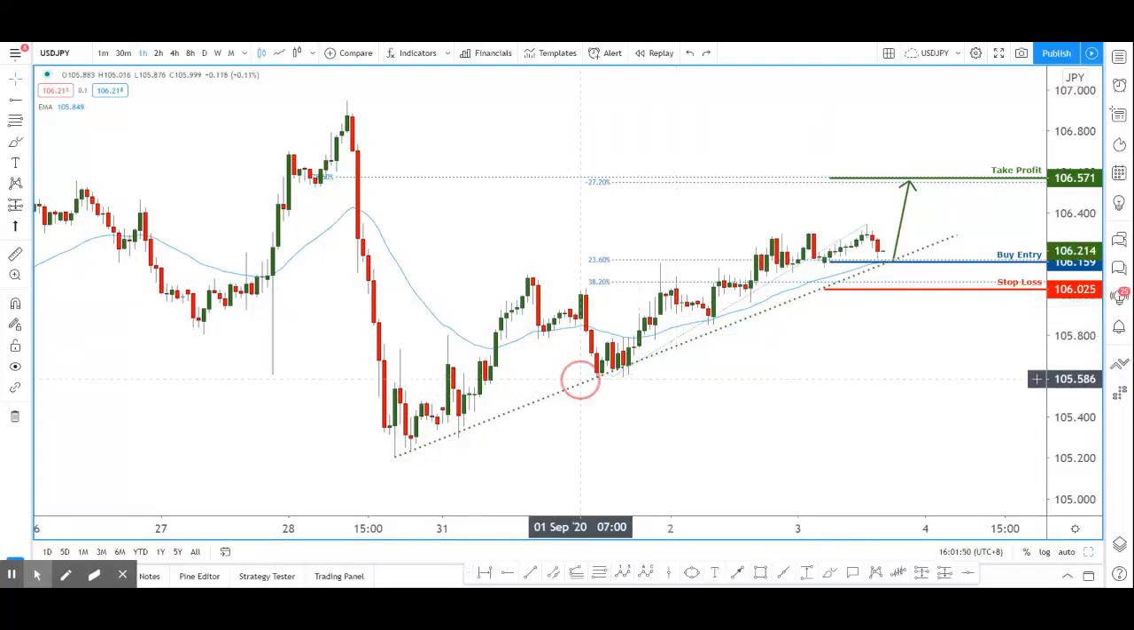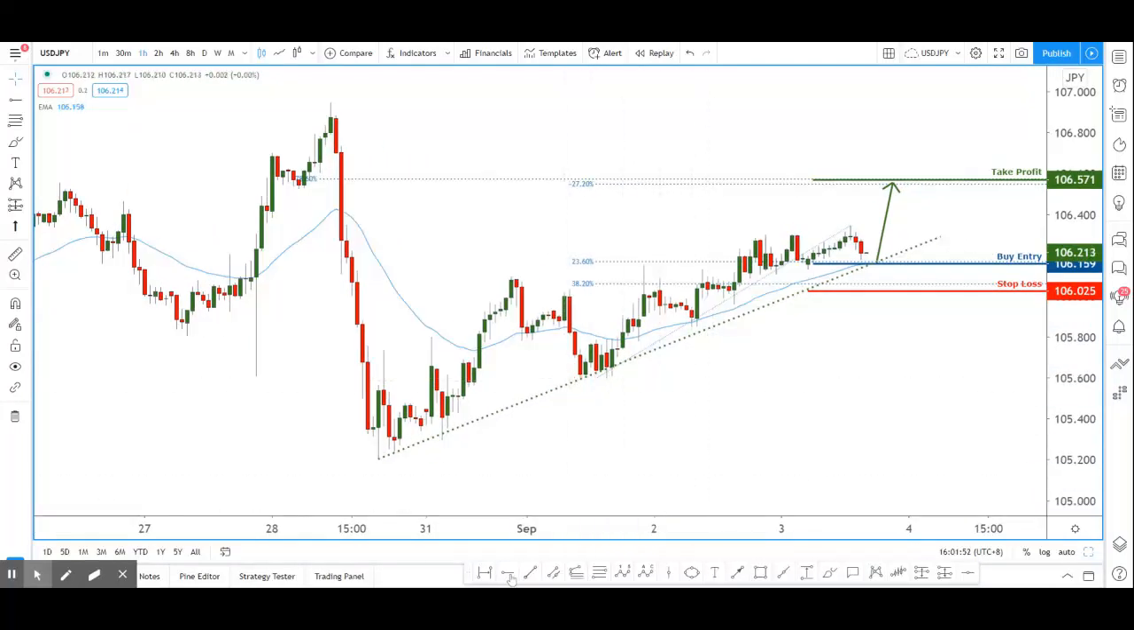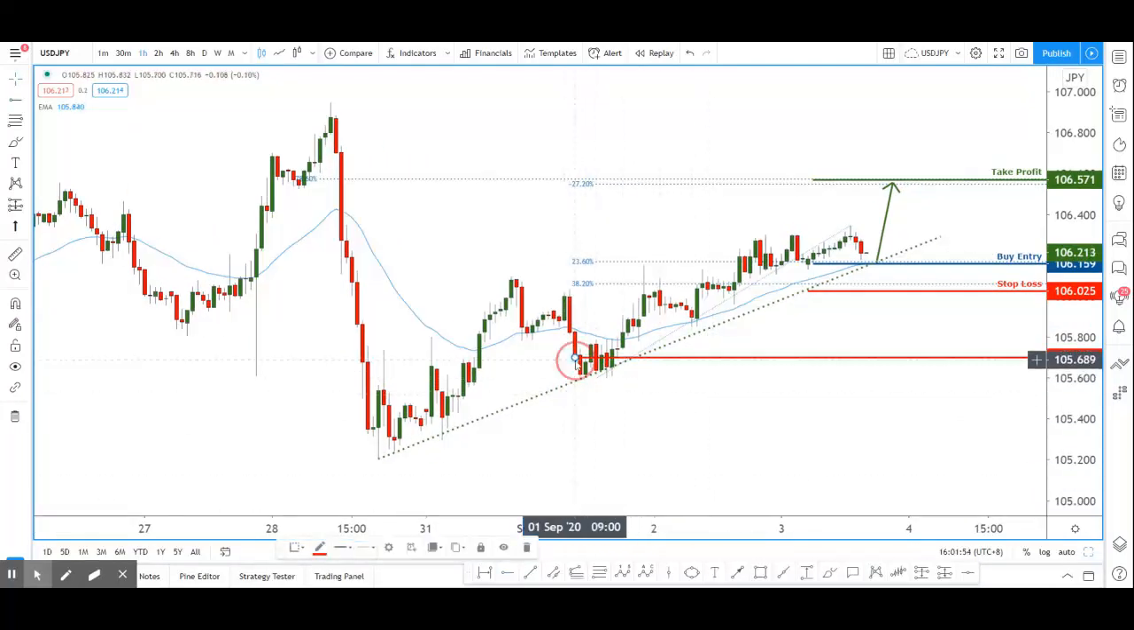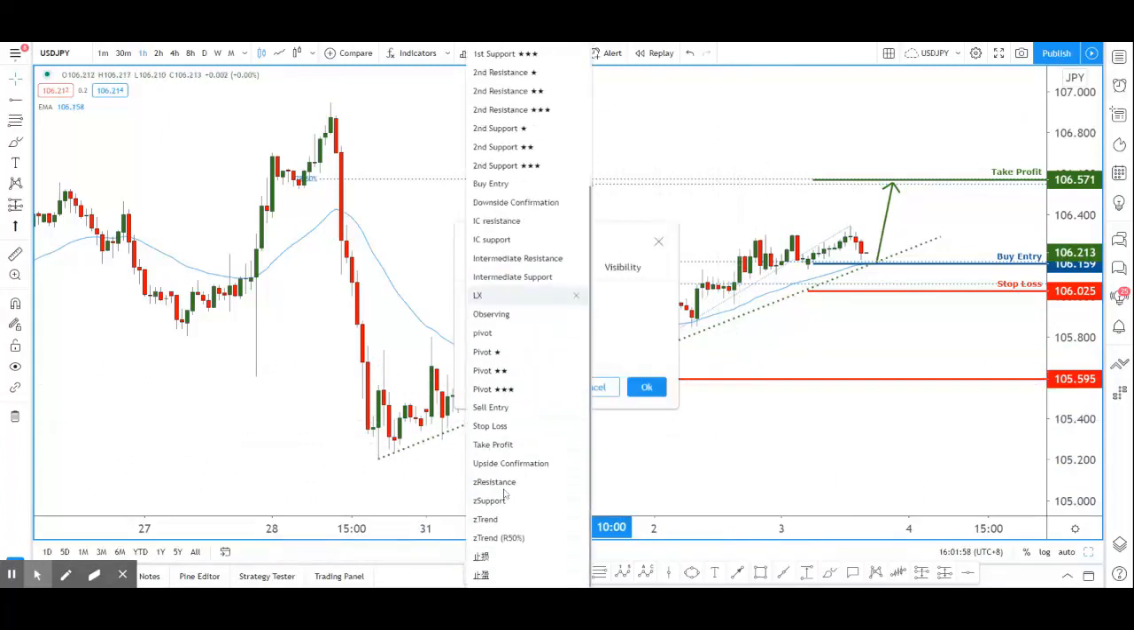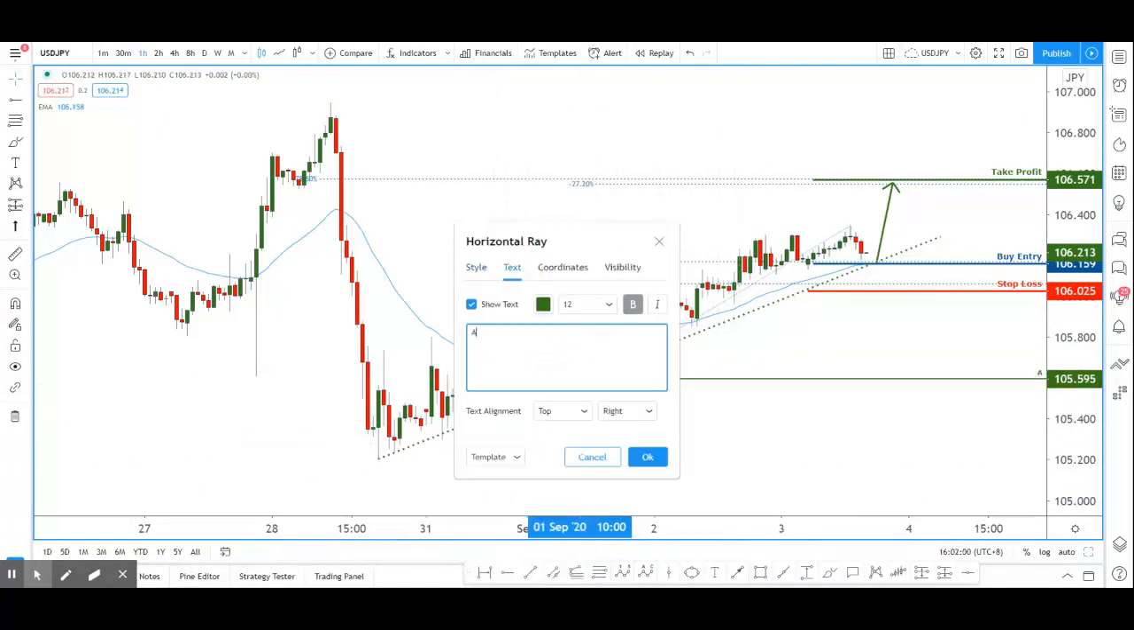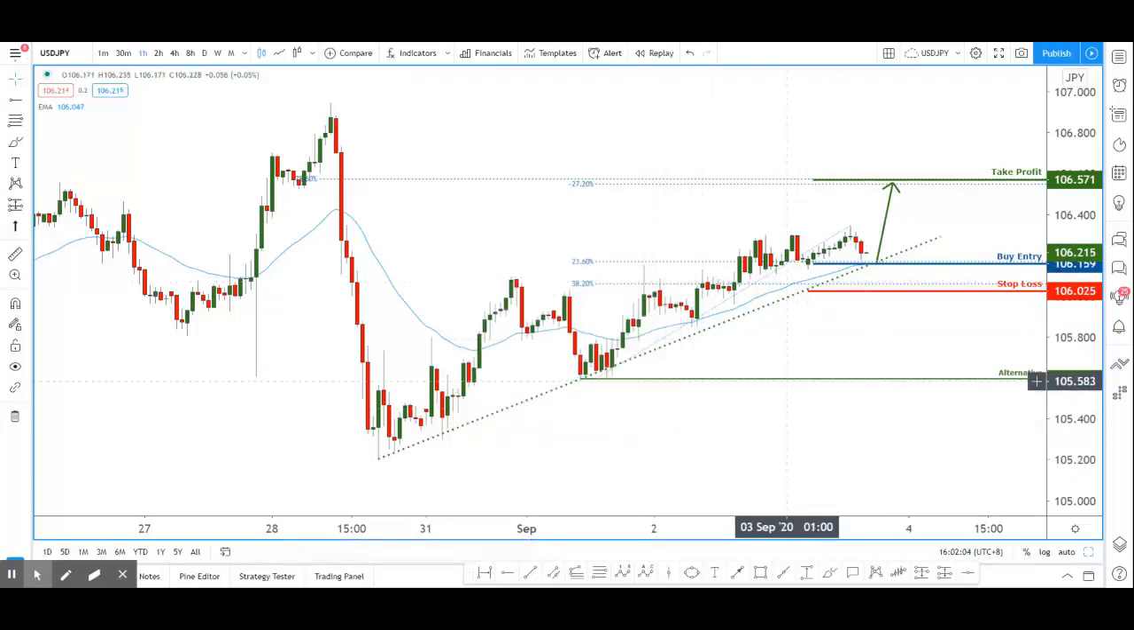And I can very well possibly play to this swing low over here as an alternative target. Alright, so I'm just going to put this as alternative. So this will be my alternative target should my bullish idea be invalidated.